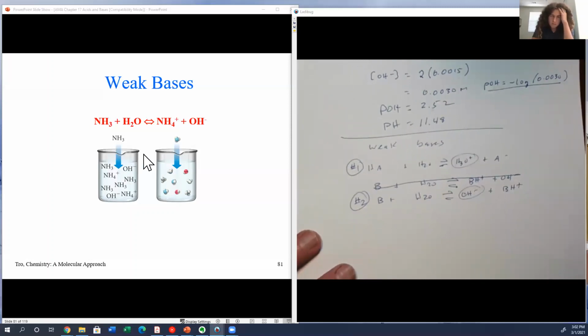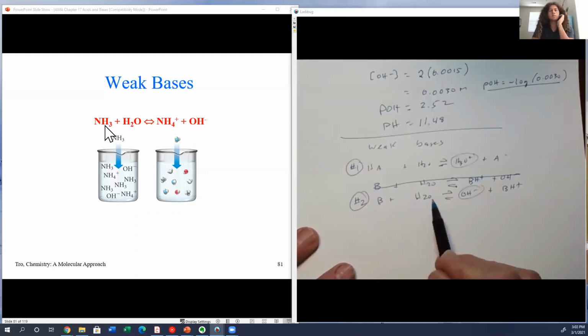Now notice how a weak base works. A weak base works by taking a proton from water and forming OH minus that way. Here you see ammonia acting as a weak base. It's taking a proton from water. And again, I should flip these and put them the other way, but it's OH minus and NH4 plus.